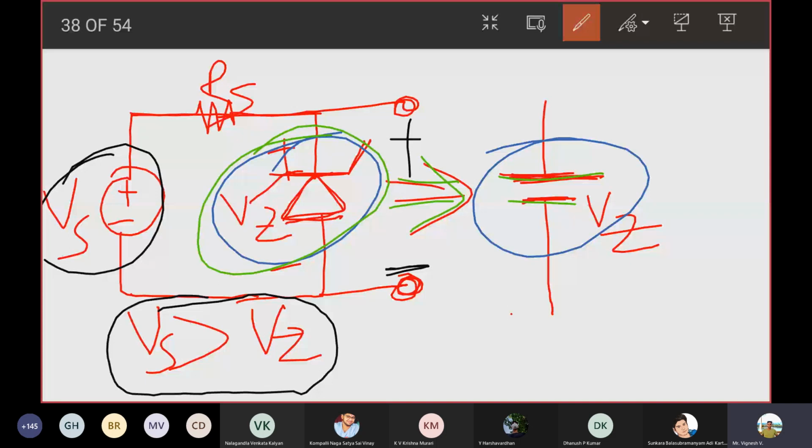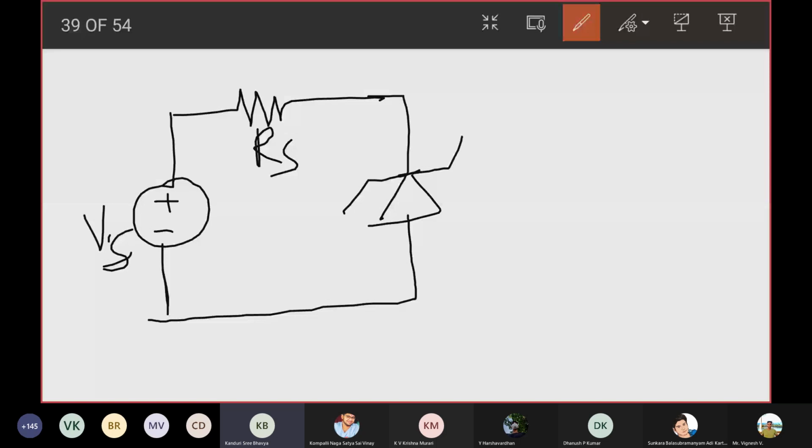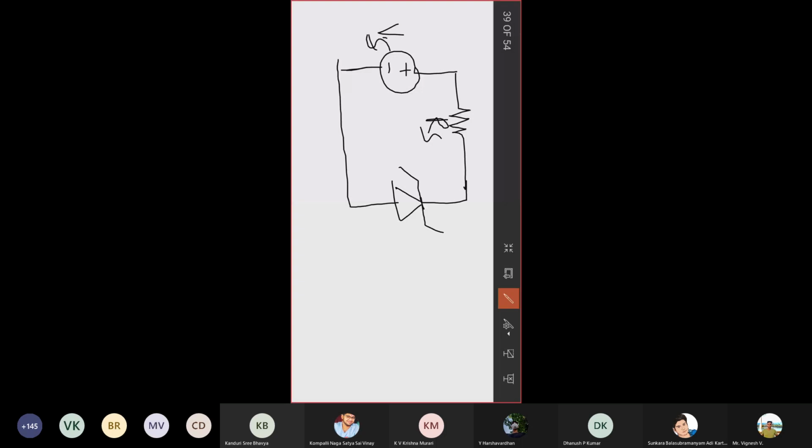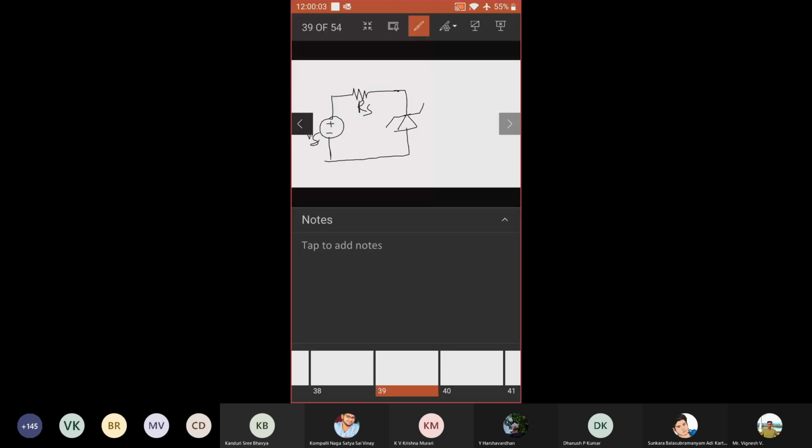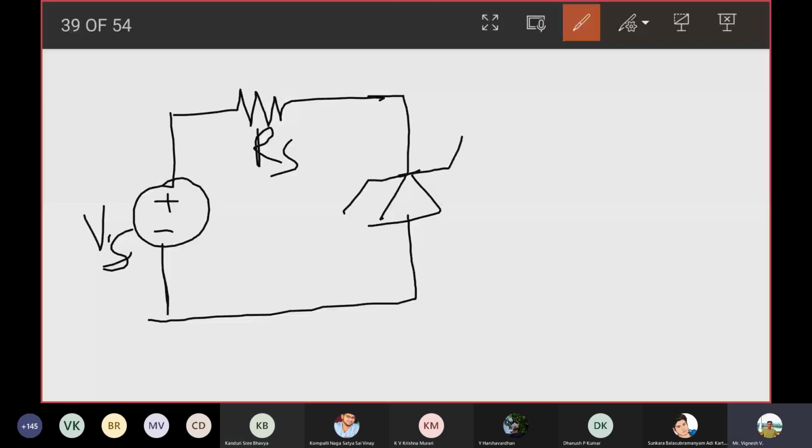So this is your source voltage, and this is your source resistance, and this is your Zener diode. Sir, your screen got stuck at the 38th slide. How about now? Is it moving? Yes, sir. I'm on slide number 39 and I hope you can see the circuit. Yes, sir. All right, great.